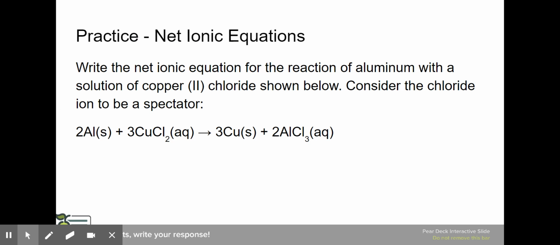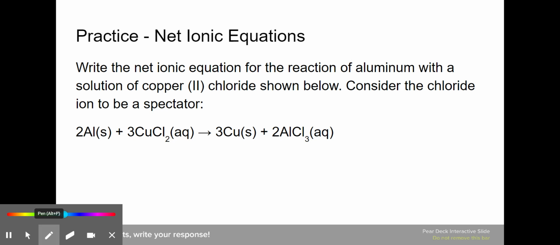Here we have: write the net ionic equation for the reaction of aluminum with a solution of copper 2 chloride shown below. Consider the chloride ion to be a spectator. Now, this is a single replacement reaction. It's also known as a redox reaction, which we're going to get into in this unit, but we want you to start writing net ionics first, so when we get there, it's not a big surprise. So let's get rid of the chloride in this first.